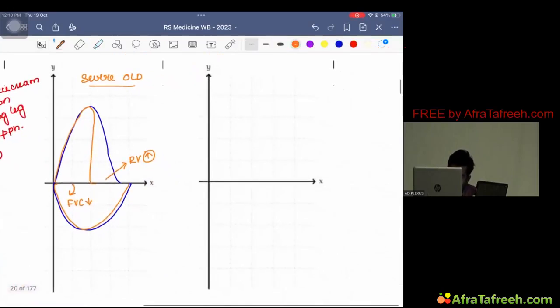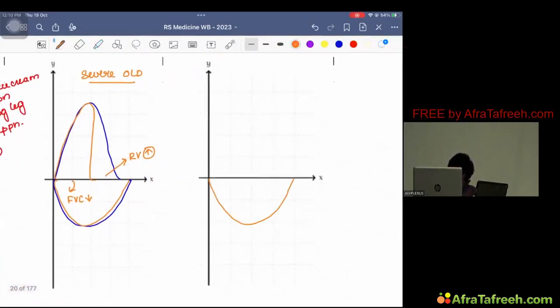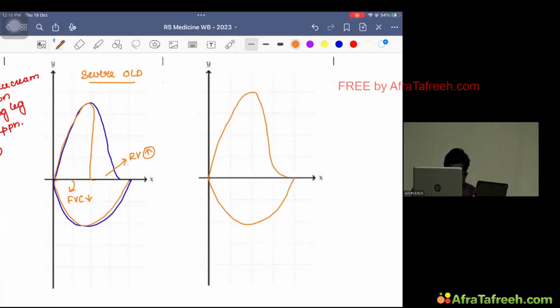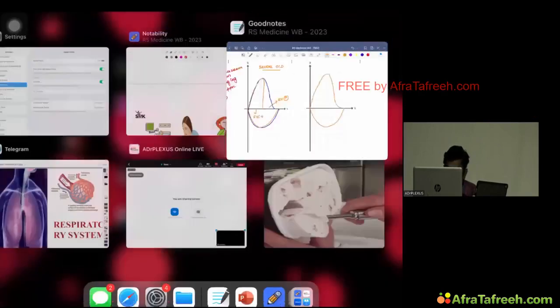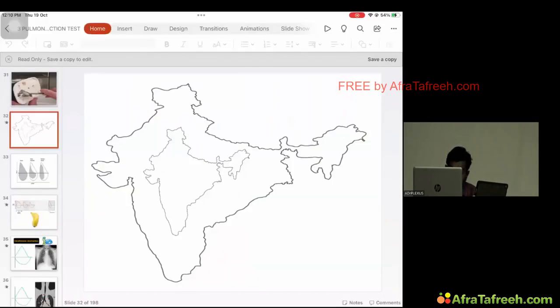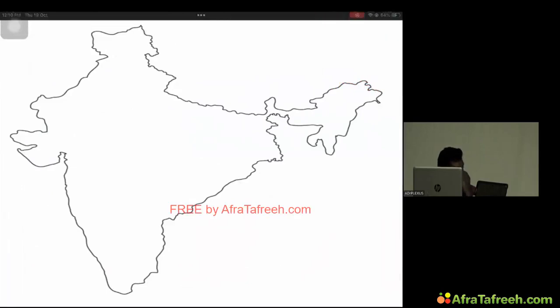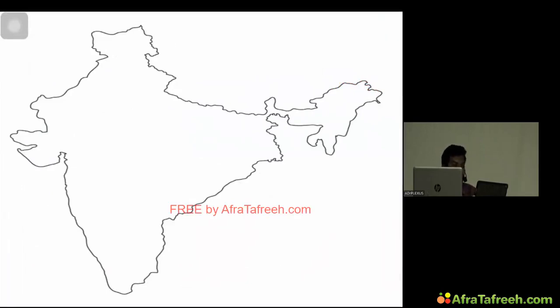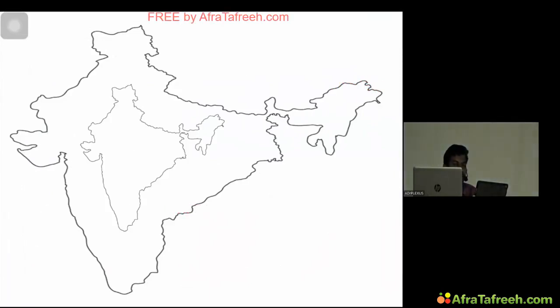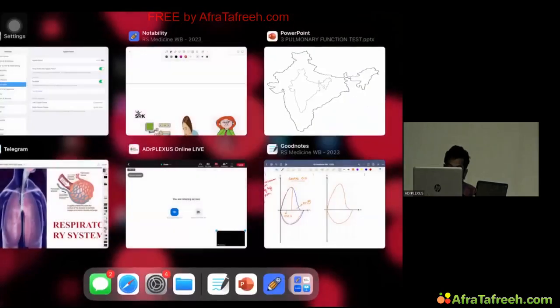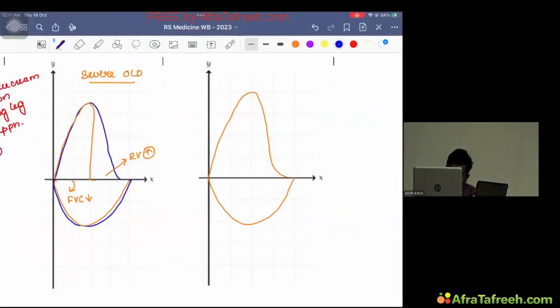Now we are going to see the third patient. This is a normal lung. Now the third person is coming to you. What is this picture? Mini lung, or restricted lung. Now you have a normal lung and your patient has a mini lung or a restricted lung, then it is going to be called restrictive lung disease.